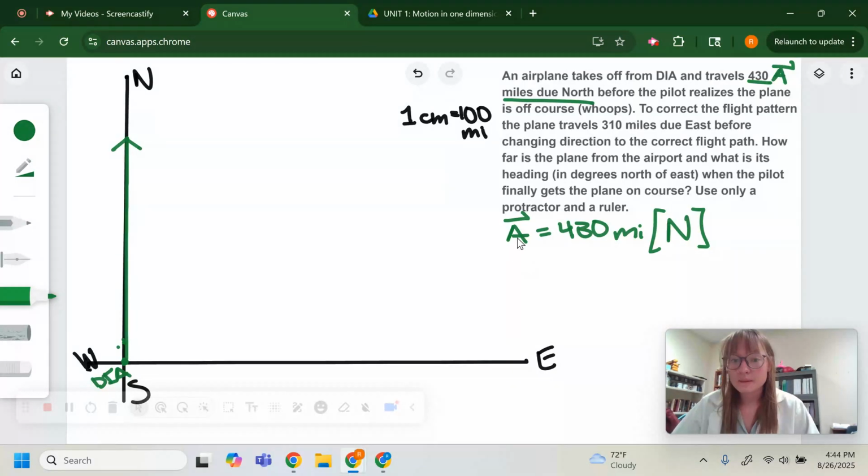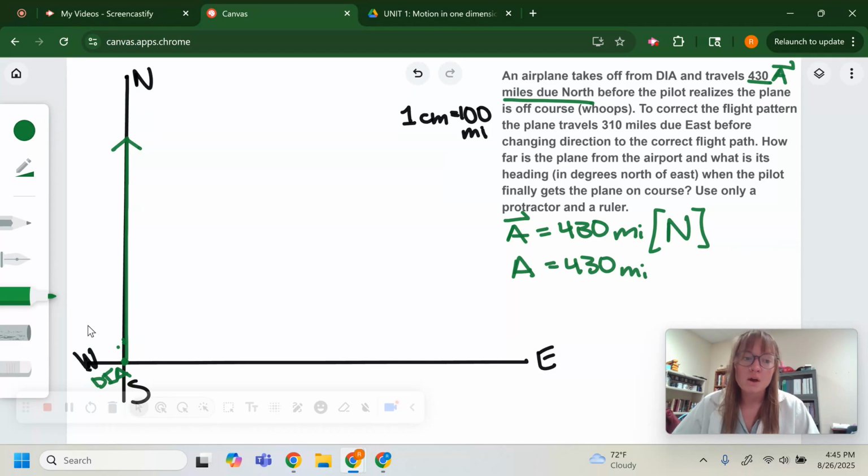If you wanted to show vector A, you would write vector A with a vector hat is equal to number, units, and direction. All of those things are needed whenever you write a vector. If I wanted to talk about just the magnitude of A and I didn't care about the direction, to write A as a scalar, I would just write A is equal to 430 miles, just like that. But because we're looking at A as a vector, then we are going to use this notation.